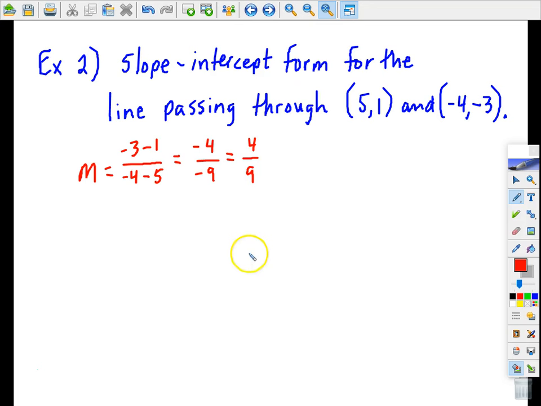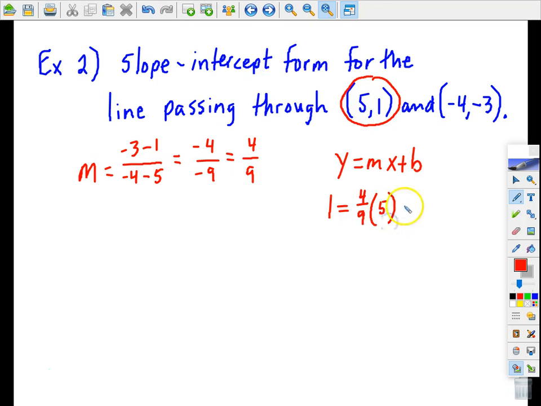Okay, so now you don't need both of these ordered pairs any longer. You really just need to pick one to work with. And again, I'll stay away from negative numbers. I'm just going to pick the ordered pair 5, 1. It really doesn't matter which one you pick. So we'll put slope-intercept form up here in general, using variables. Now let's replace y with 1. M, the slope, is going to be replaced with 4/9. X is going to be replaced with 5, plus b.